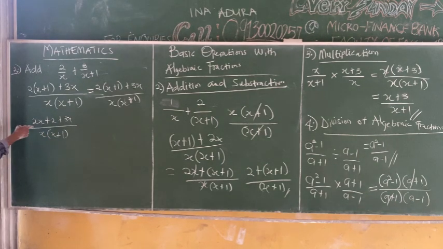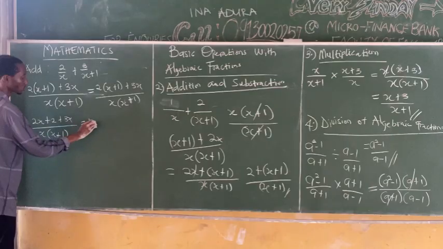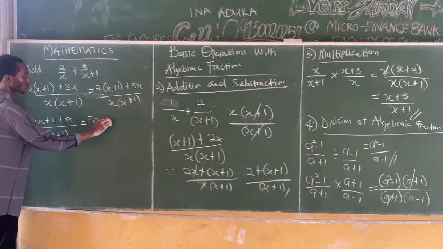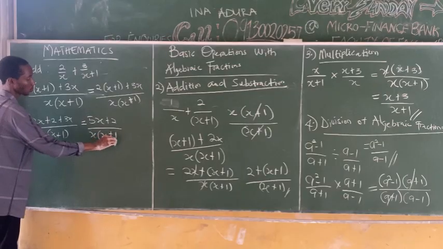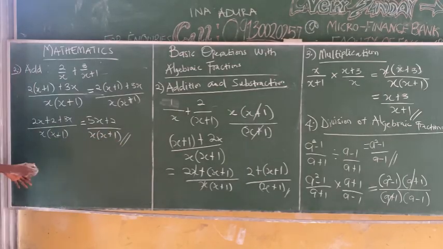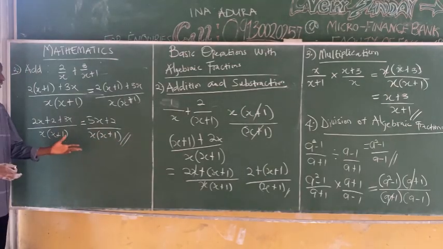When you collect like terms here, you have 2x and you have 3x. 2x plus 3x will give you 5x plus 2 divided by x into x plus 1. This is our final answer because we can't simplify any further.